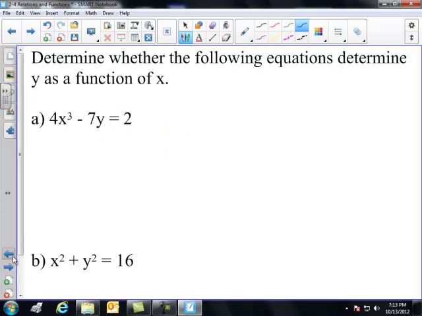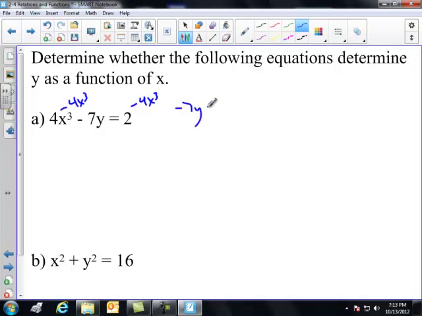Okay? Now, we can also see if equations are functions. And again, what we're trying to figure out is, for each x value that we can plug into this equation, is there only one y value? It might be easier to figure this out if we take this equation and solve it for y. And that's exactly what I'm going to do here. I'm going to subtract this 4x cubed from both sides. I'm going to get this y by itself.